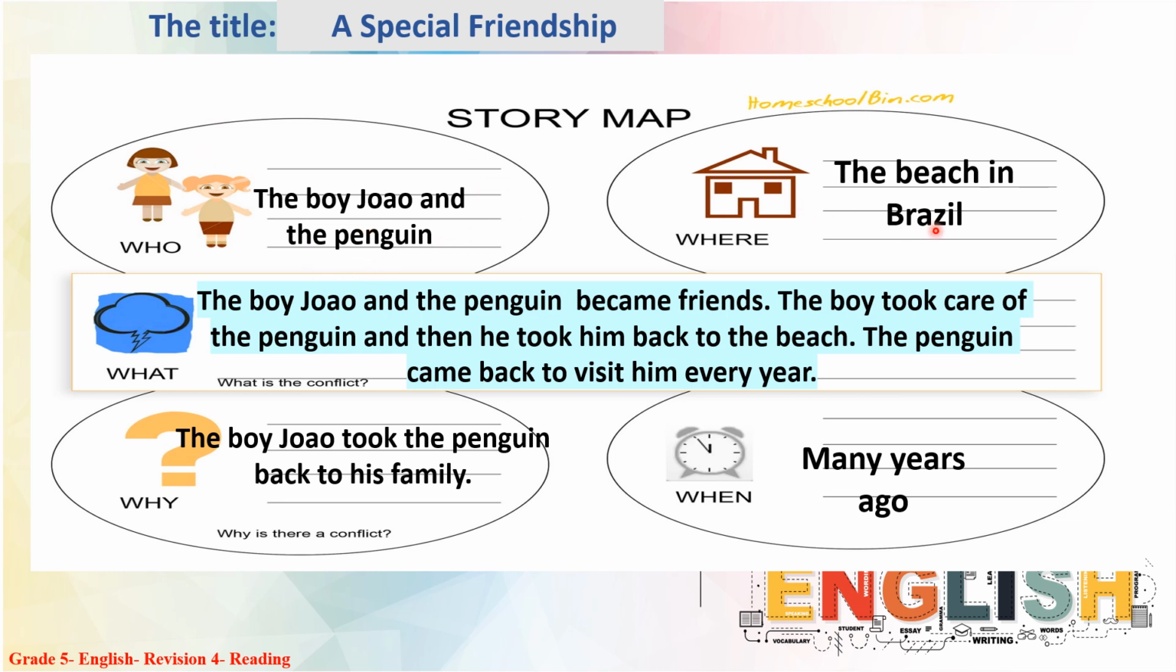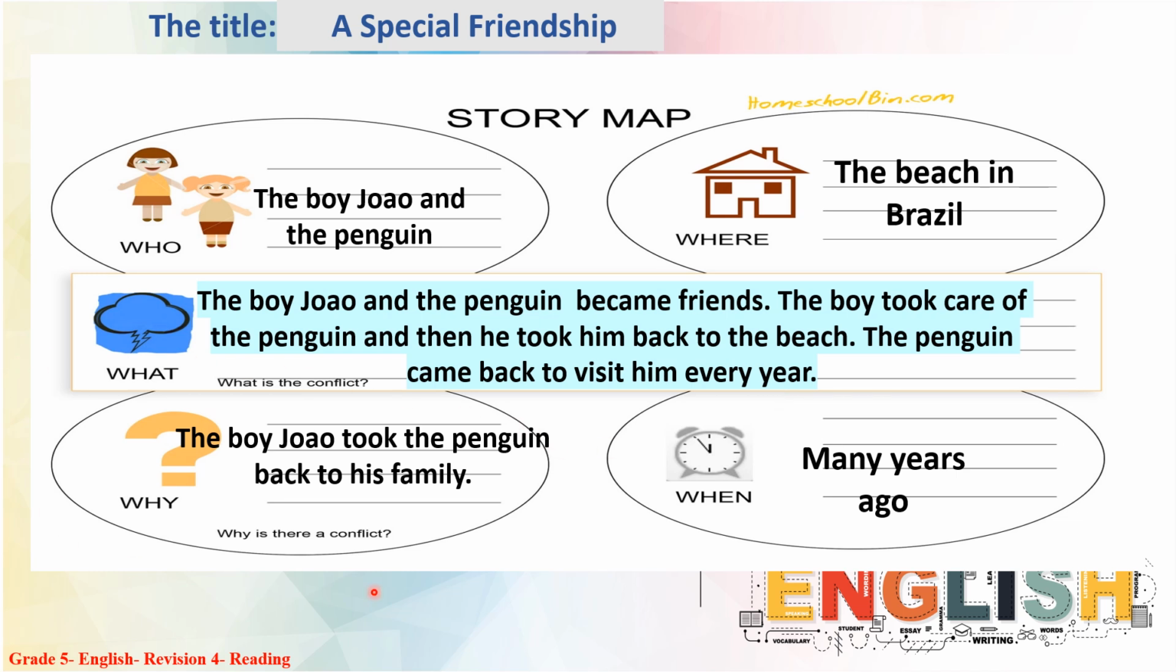Excellent. Where did this story happen? It happened on the beach in Brazil. And when? What time did it happen? It happened many years ago. Excellent. And what? Can you tell me in summary what happened? All right. The boy, Joao, and the penguin became friends. The boy took care of the penguin, and then he took him back to the beach. The penguin came back to visit him every year.